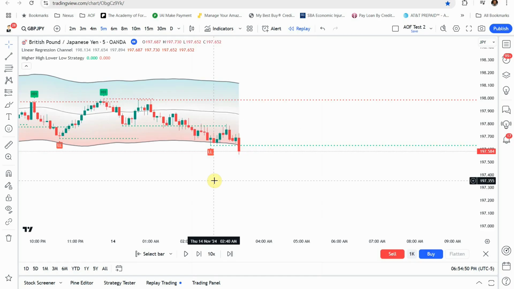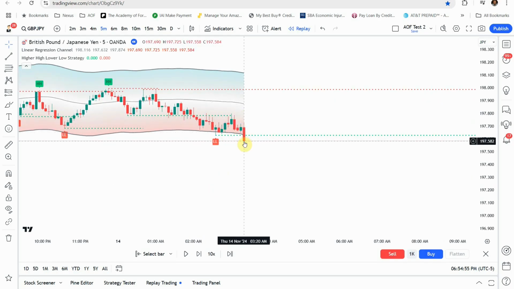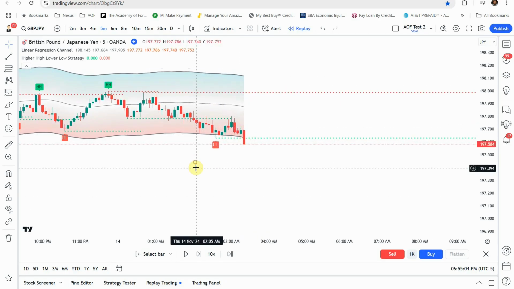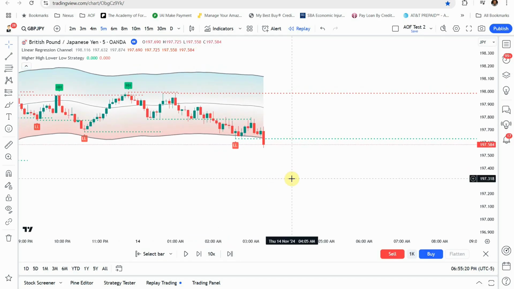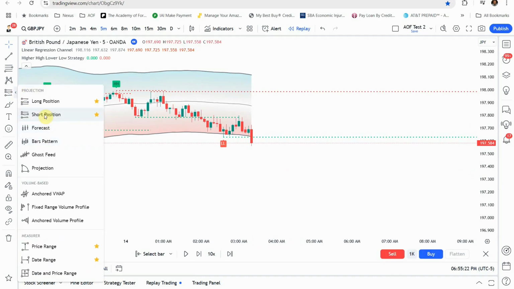What we're looking for in a short trade, for example, is for price to break out of the downside of the linear regression channel, like it does right here. Then we want price to cross down below the most recent lower low. In this case, you can see it does both at the same time. This break to the downside also closes and crosses down below the most recent lower low right here. That would be a perfect example of a short trade.